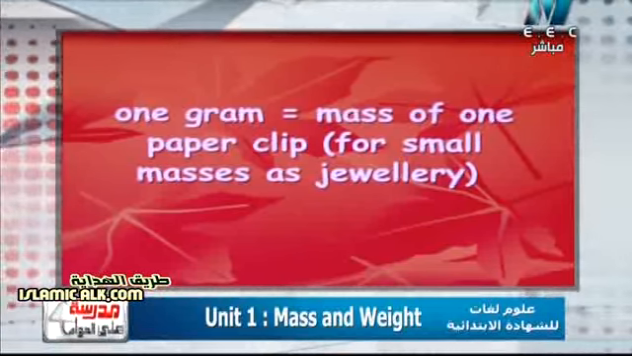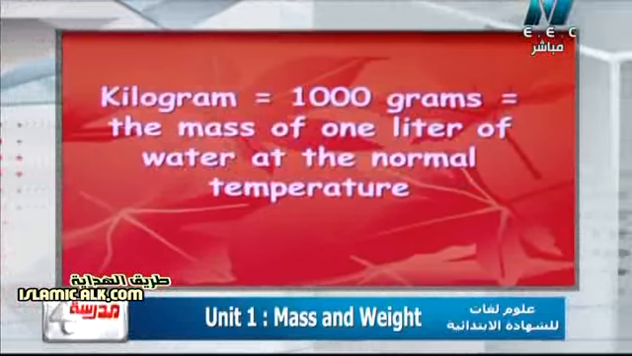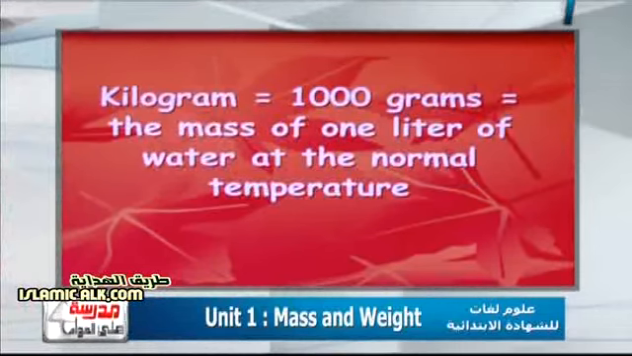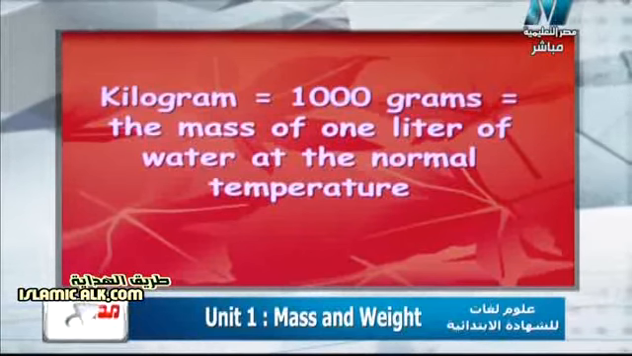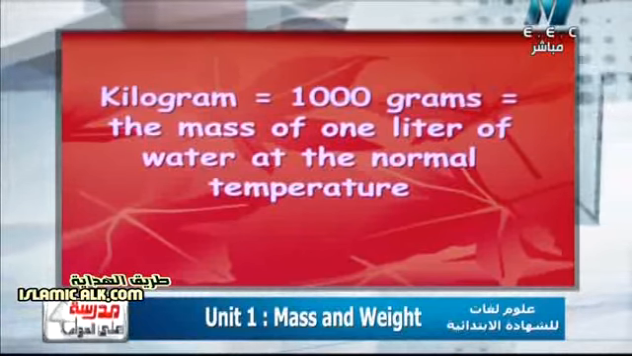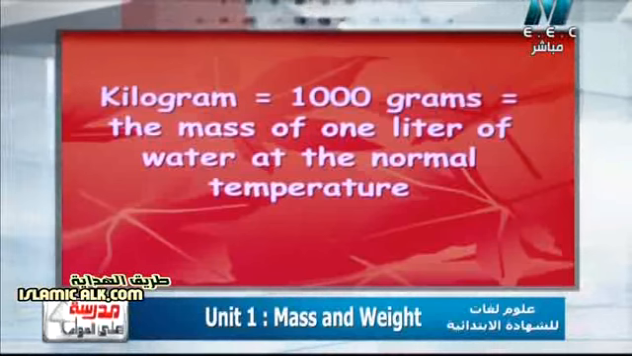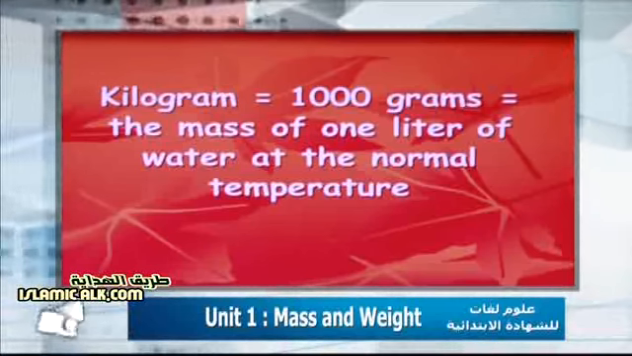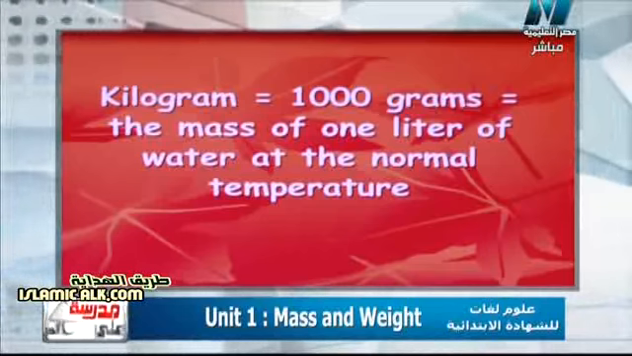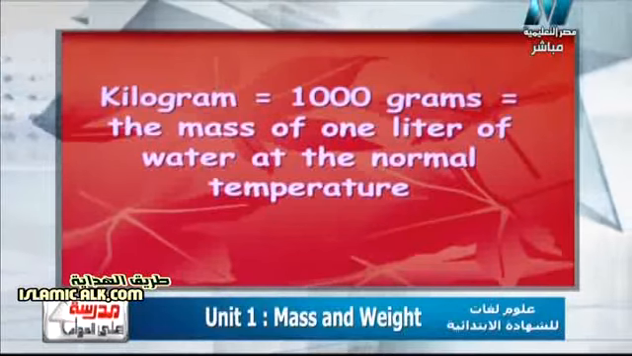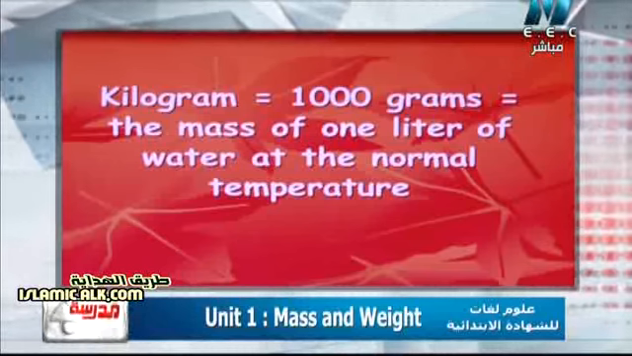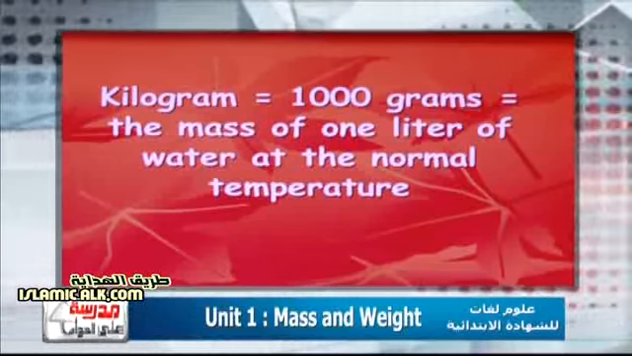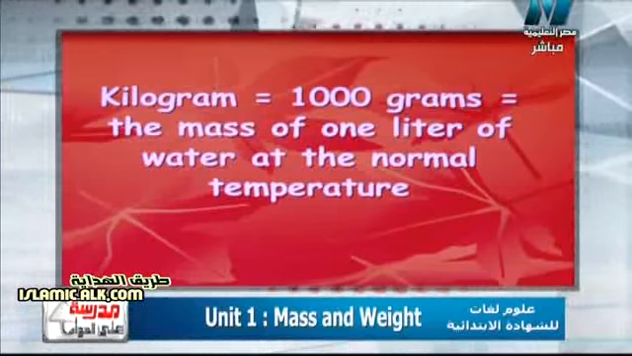So what about 1 kilogram? We know 1 kilogram is or equal 1000 gram. عارفين كويس قوي الكيلوغرام بيساوي 1000 جرام. And it equal the mass of 1 liter of water at the normal temperature. وتقريبا هو كتلة الحرارة المعتادة, which will be 25 Celsius. Again, kilogram equal 1000 gram, and it will be the mass of 1 liter of water at the normal temperature.